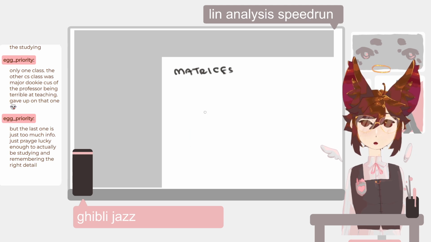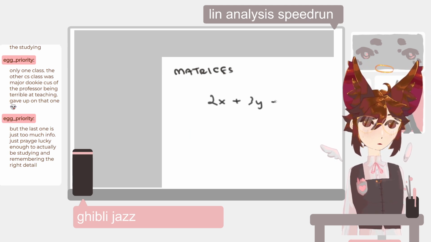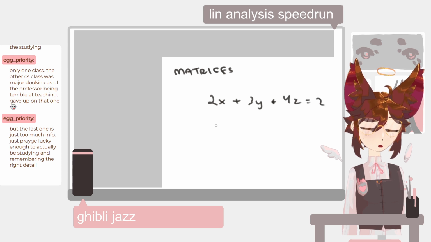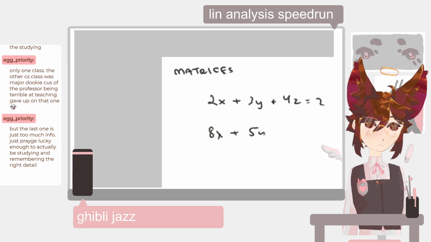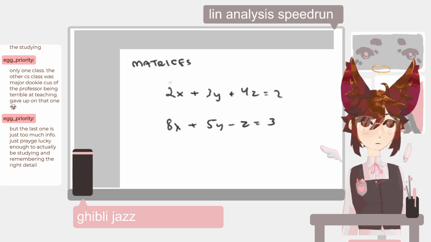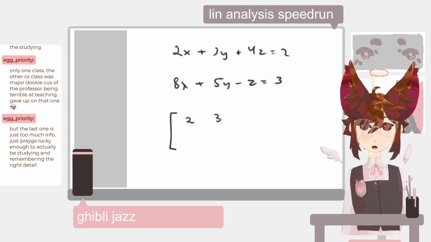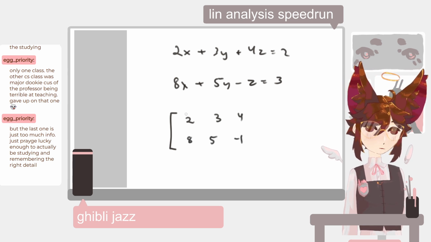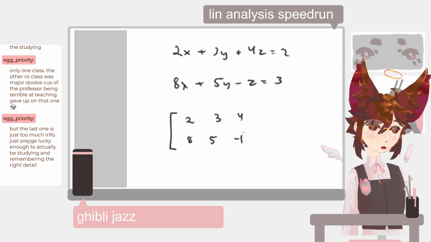You can take a system of equations, right? 2x plus 3y plus 4z equals 2. 8x plus 5y minus z equals 3. And you can turn that into a matrix, right? That means we're going to take all the constants and put them in a matrix. So really easy: 2, 3, 4, 8, 5, negative 1. You line up, making sure each column is one variable and each row is one equation.